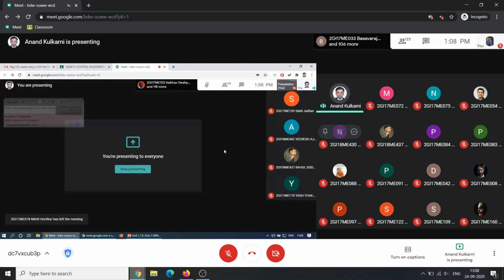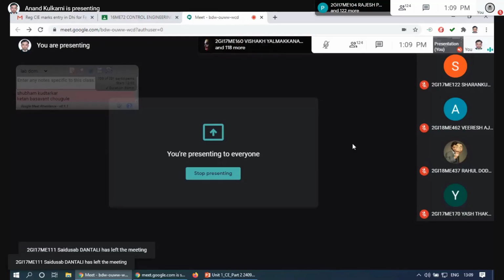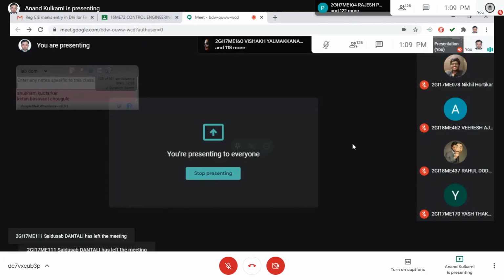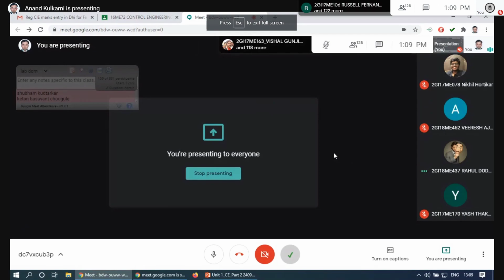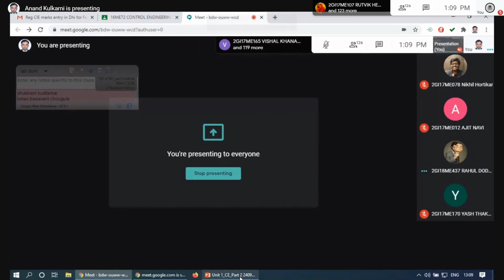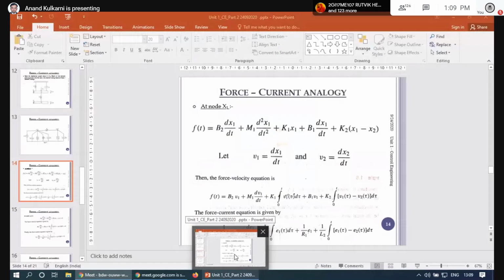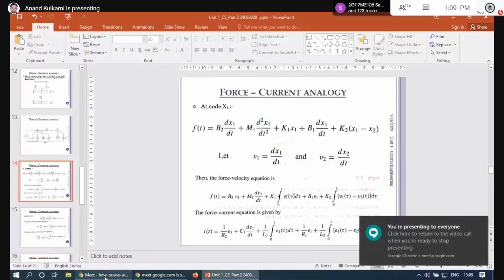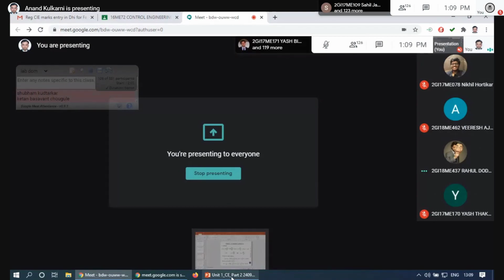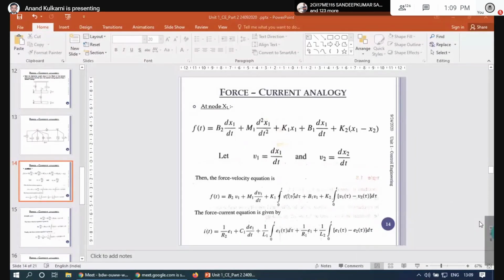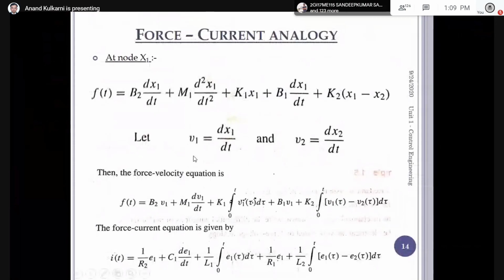Remember, this is one of the most important questions asked in chapter number 1. You can consider it an important or guarantee question also. Every time there will be one question on either the force voltage or force current analogy. Yes, Rahul, any doubt? Okay. As there are no doubts, I'll go further.